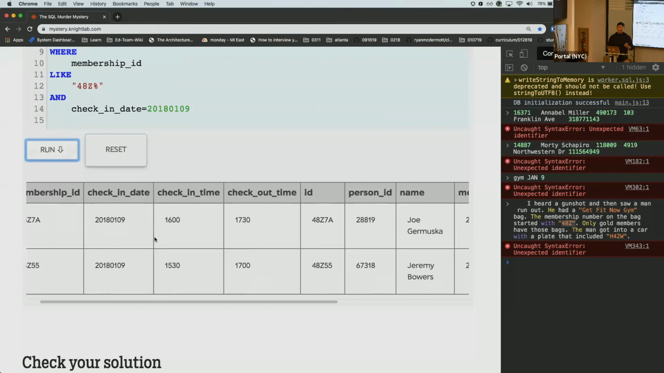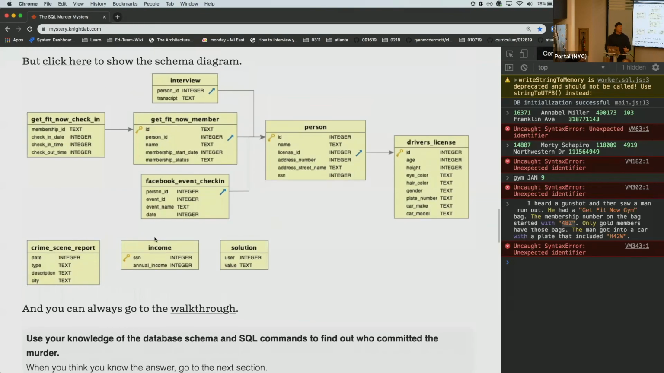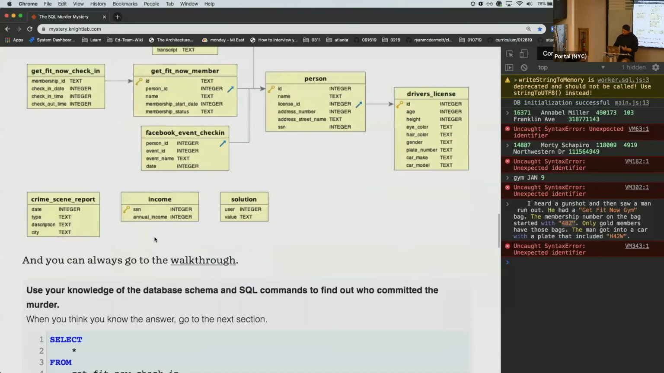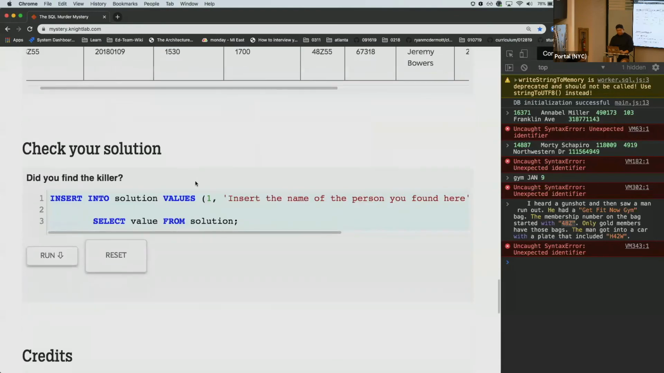So they're both guilty. Embarrassing. So we've got Joe and Jeremy. Is anyone named Joe or Jeremy? Okay, been rough. The last piece of information is that we can check the person against their driver's license, and then we can check their plate number. Here, we can in fact check our solution.